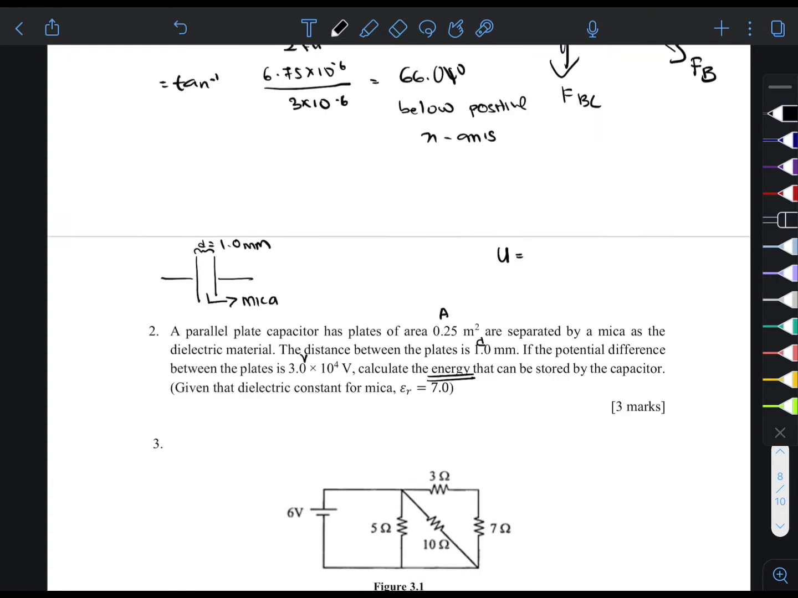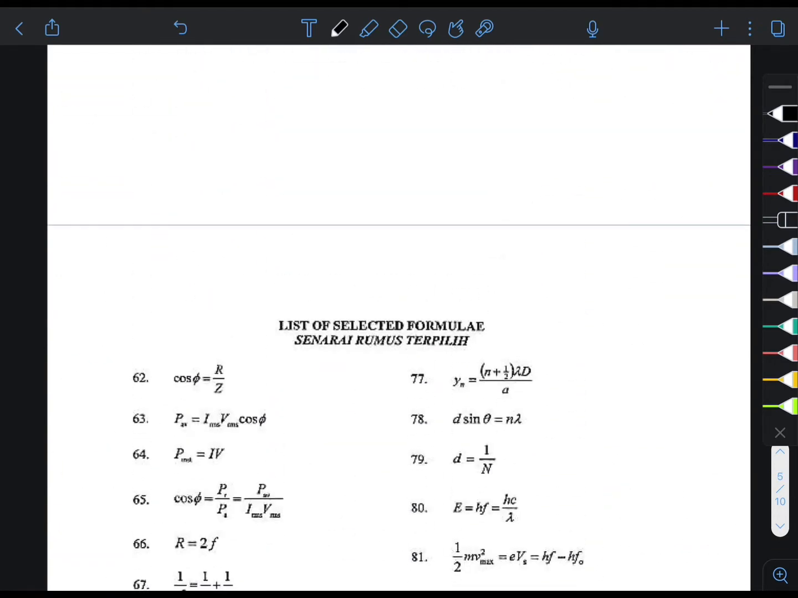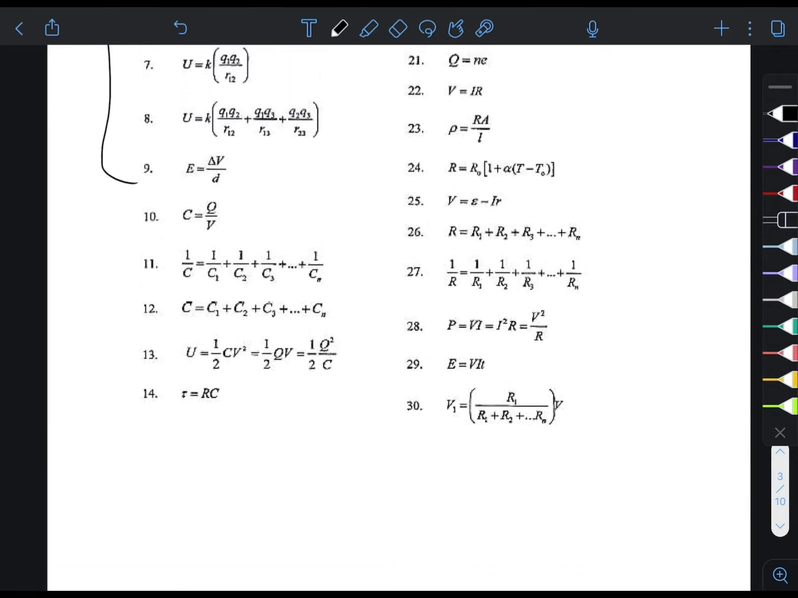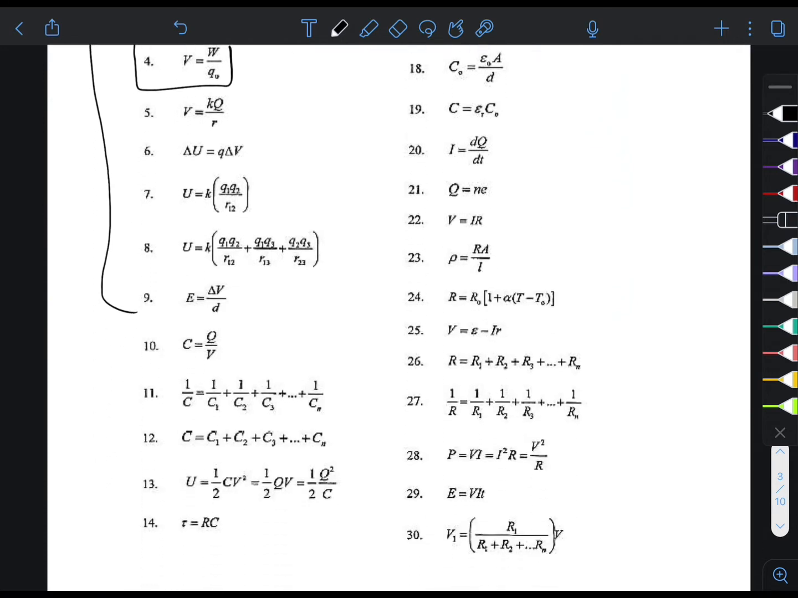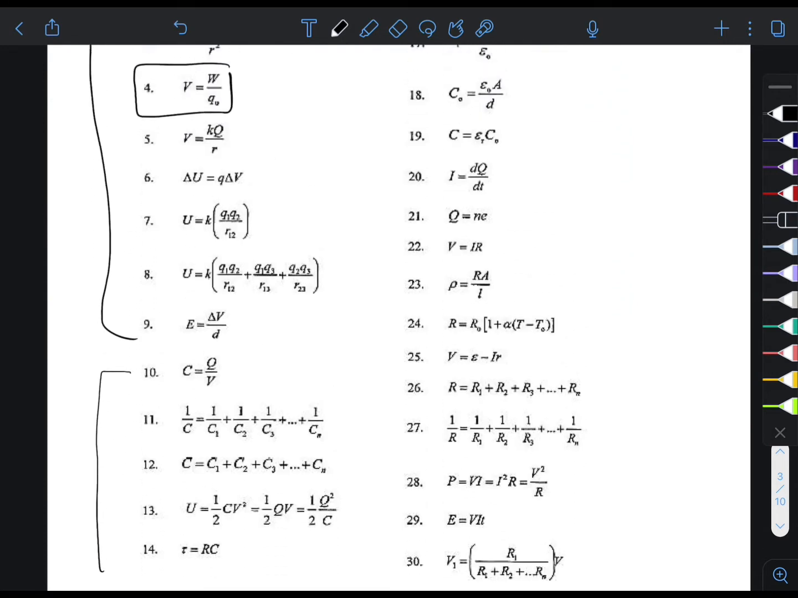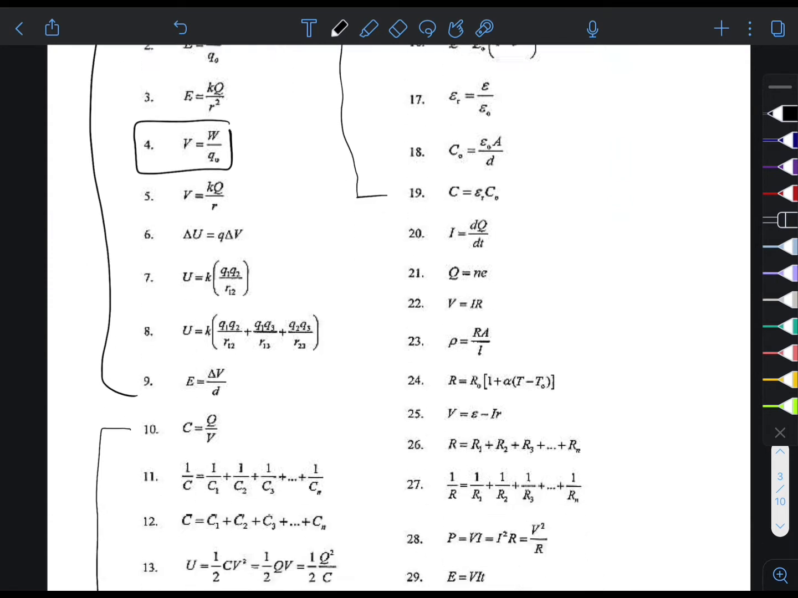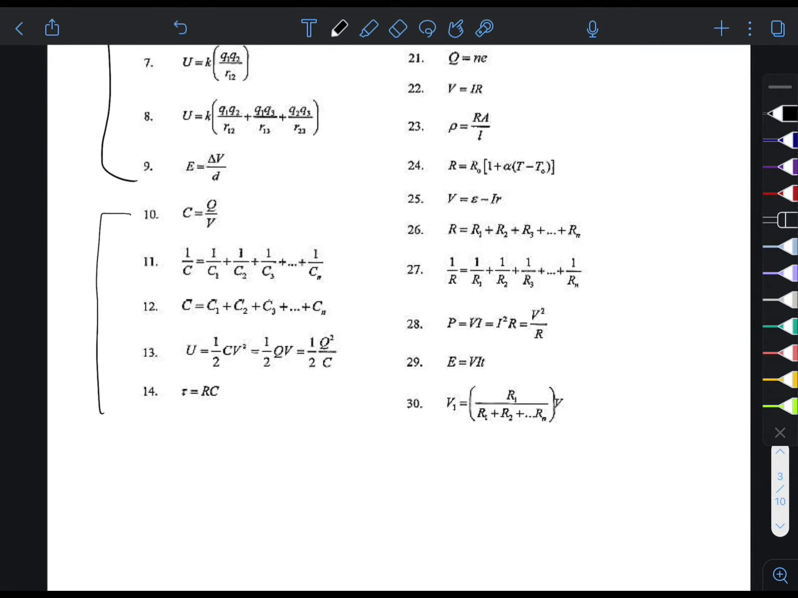Half CV square. Contohnya kalau tak ingat, it's okay. You can go back, you can refer to the list of equations. Kita ada 3 equation dekat sini. So these are the equations for chapter 2 sebenarnya, from 10 sampailah ke 19. And as you can see, equation number 13 here is the equation for energy. Dia ada bagi U dekat sini. Okay, ini yang kita nak cari. U is equal to half CV square ataupun U is equal to QV ataupun U is equal to half Q square over C. Bergantunglah on what information we have.